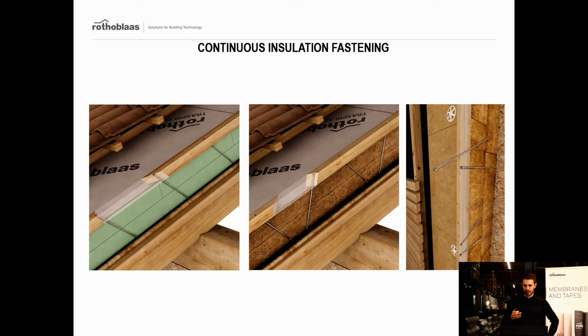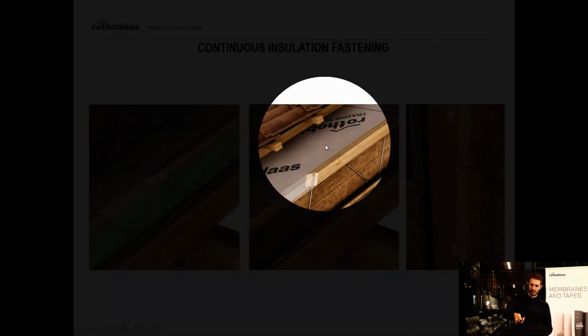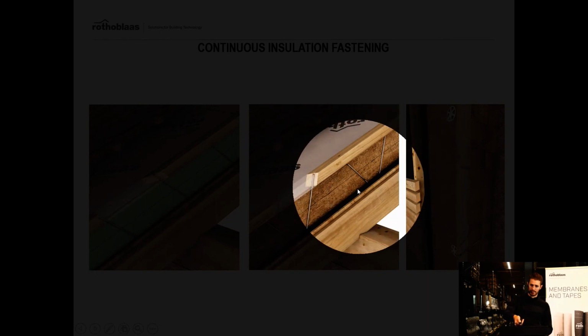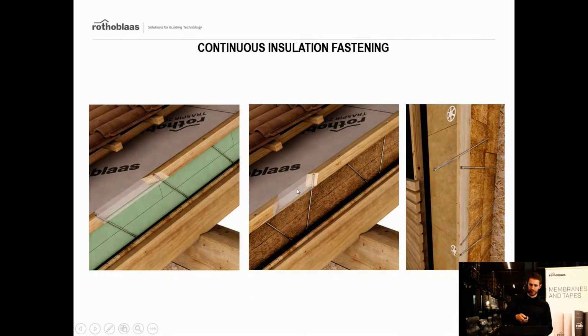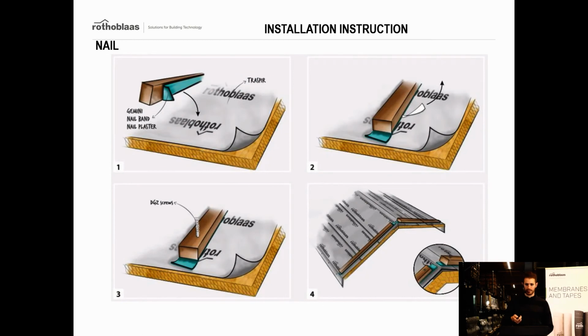Again on the roof, you can use these inclined screws, so that you divide the structure completely from the finishing, and you're sure that you have a continuous layer of insulation. But of course, you would have a membrane here that you have to punch through to insert a screw, obviously. So what's best for this scenario?